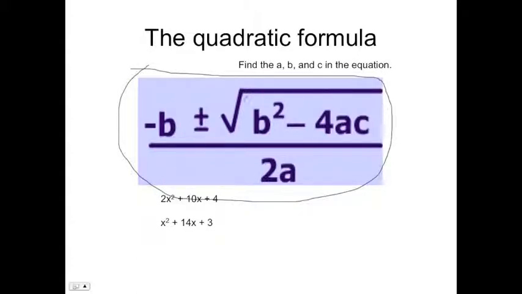So we need to find a. It says here, find a, b, and c in the equation. So a is the number in front of x squared, so that would be, in this case, 2. B is the number in front of x, in this case, 10. Well, hold on, sorry. That's a, and this is c.